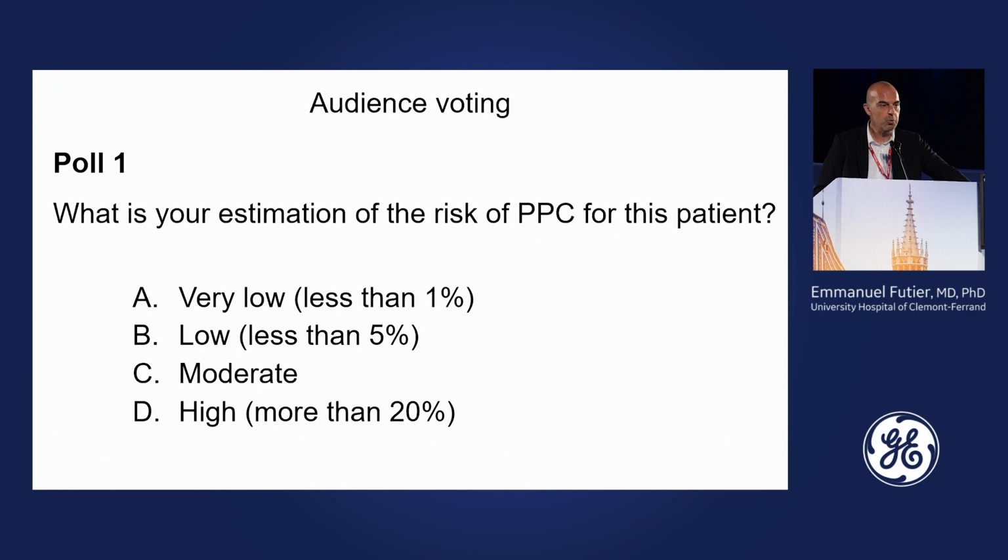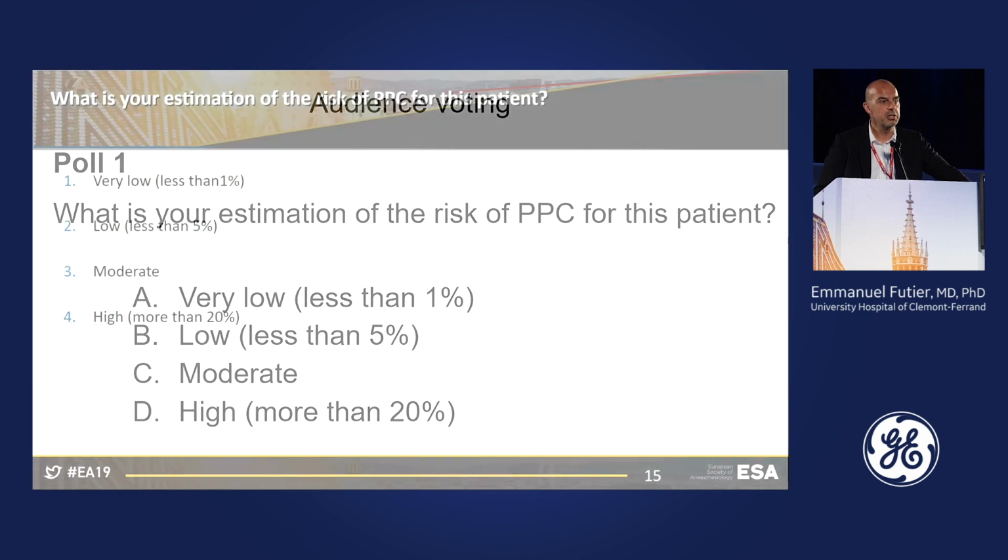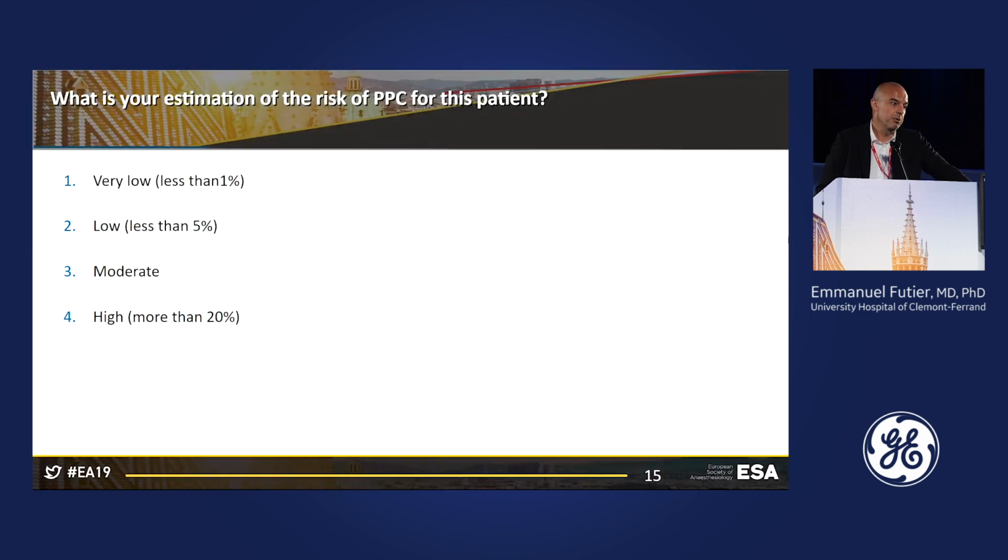So my first question for you is, what is your estimation of the risk of postoperative pulmonary complication in these patients? So you have 15 seconds. Is it very low, less than 1%, low, less than 5%, moderate, or high risk for postoperative pulmonary complication? Very common case, I hope.